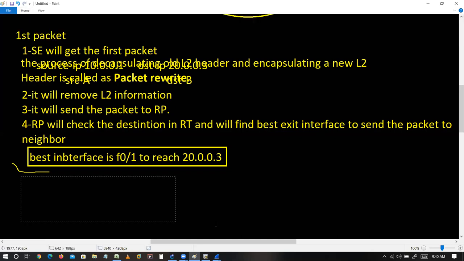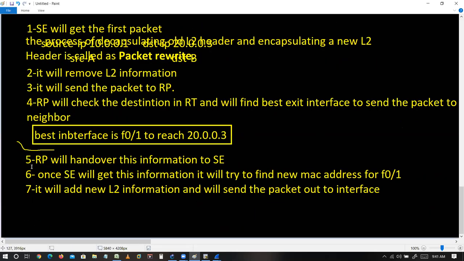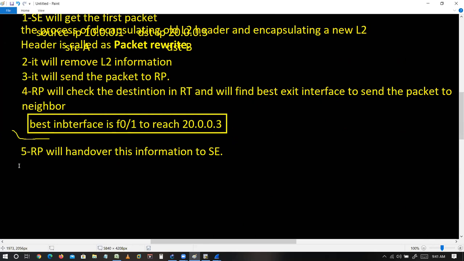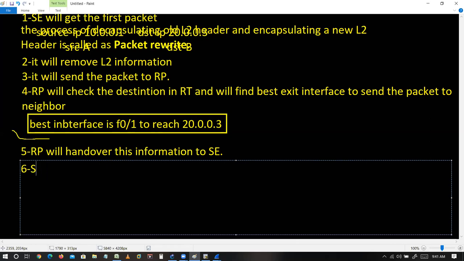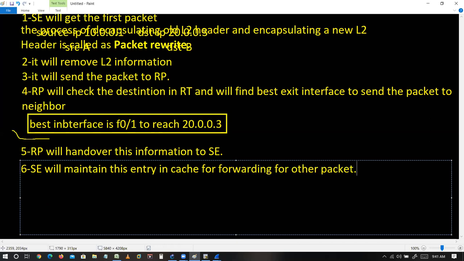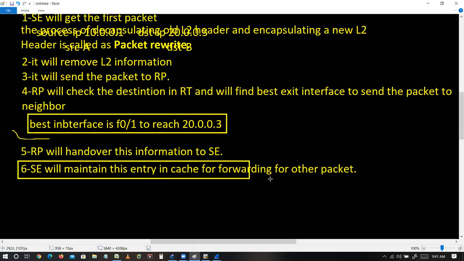The fifth step. ARP will hand over this information to the switch engine. Okay, the same thing we did in the process switching, but in the sixth step the device will just directly check the table to find the MAC addresses. But here in this condition it will do a different task. In the sixth step, what will the switch engine do? The switch engine will maintain this entry in the cache for forwarding other packets. So this is the new step here. The switch engine will maintain that entry in the cache. So this is the new step in the fast switching.